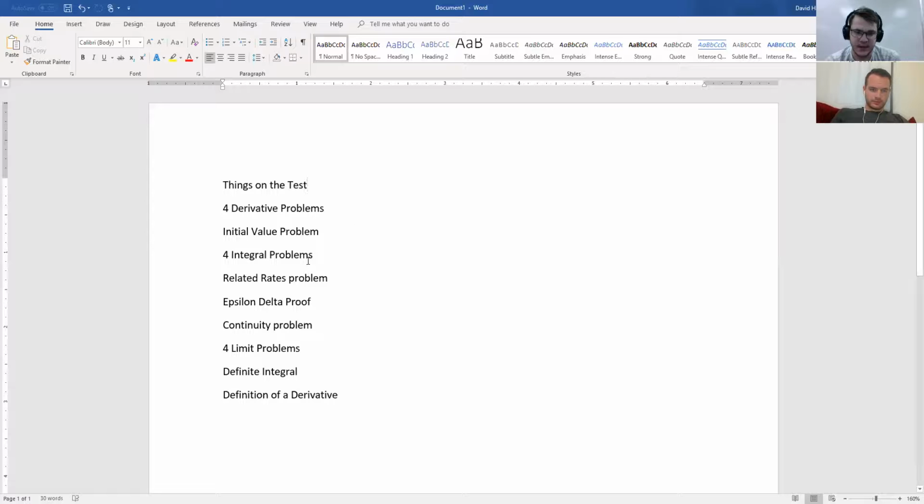Derivatives are a little bit more complicated, and the integrals are a little more complicated, and the limits are a little more complicated. And they have proofs. So they have the epsilon delta proof, which can be kind of confusing, and then the definition of a derivative and the difference quotient. As far as integral and derivative rules, I don't think they're really adding things. It's just explanations about why things work, I think, is what this test is about.